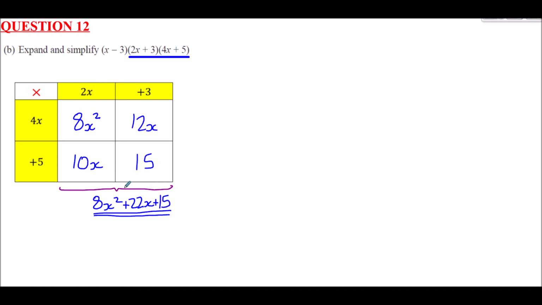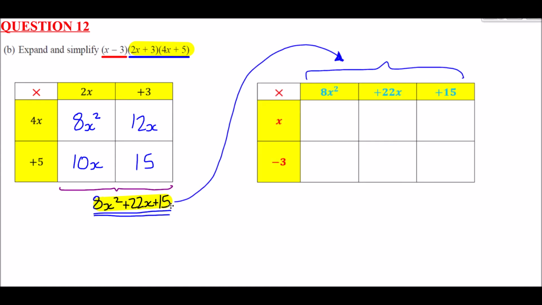I then take this answer and multiply it by the x minus 3 at the front. So the final step now is to take this 8x squared plus 22x plus 15 and times by the x minus 3, and I'm going to do it in a grid as well, like I've done before. So we write this along the top. I need an extra column now, because this is 3 terms, and 2 rows for the 2 terms, the x and the minus 3. So take your time, it's no harder than the first set, simplify at the end, and we're done.